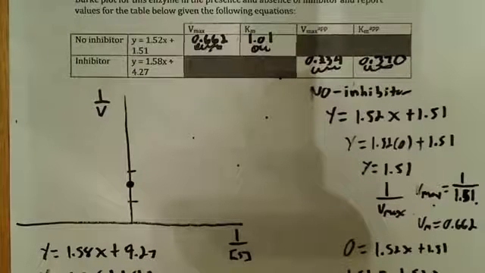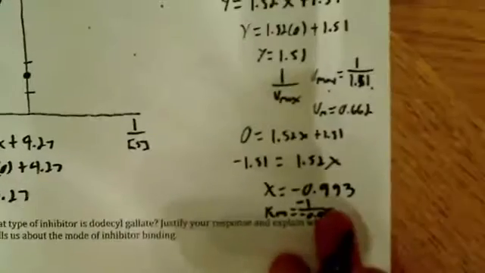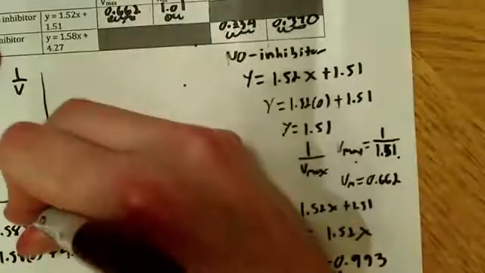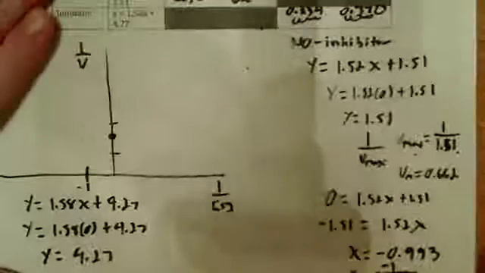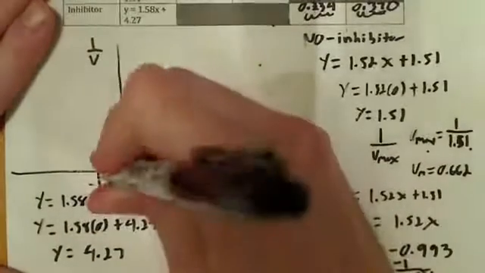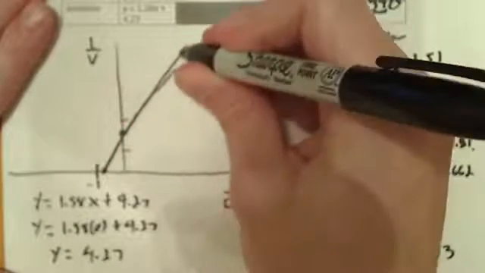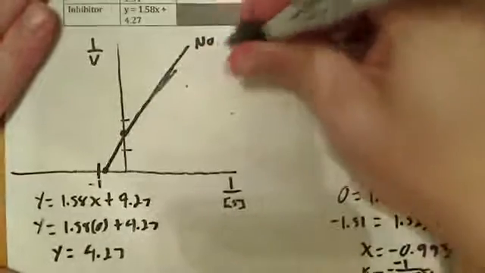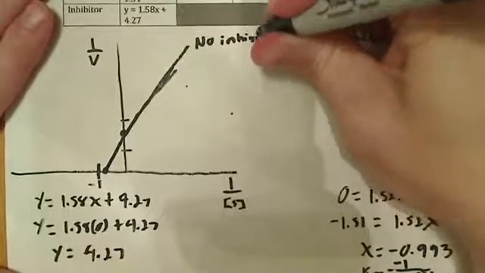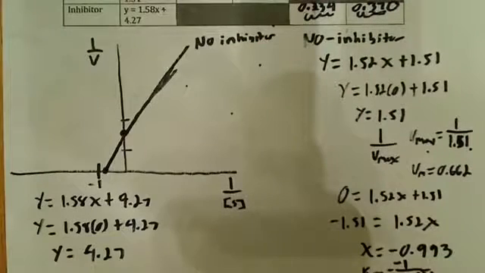This is not to scale, so please don't quote me on this stuff. It's just a rough graph. I don't have graph paper or anything. And our x value was negative 0.993, so that's very, very close to 1. So here's negative 1, if I can keep my axis straight, that's negative 1 right there, and so this is like right here. So this thing looks like this, roughly speaking. So that's no inhibitor.